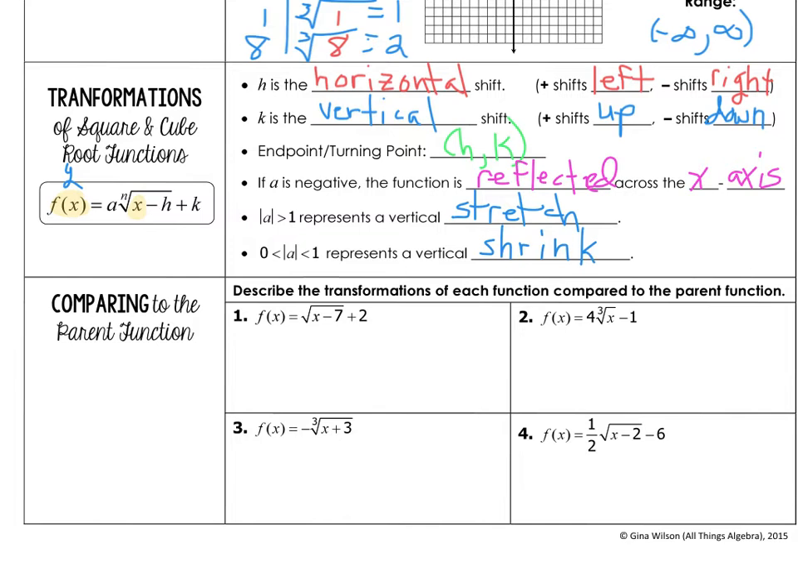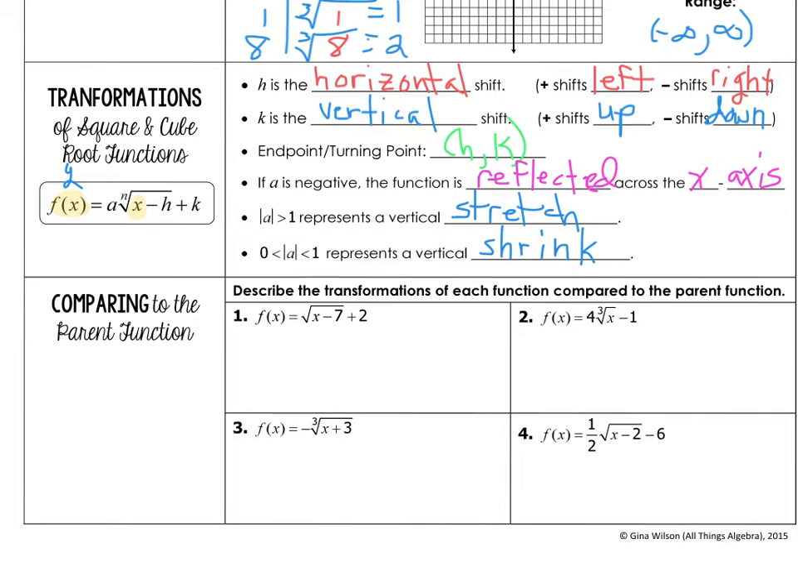That means the graph is going to be pushed down to the x-axis. So a vertical shrink is going to make something closer to the x-axis, and a vertical stretch is going to pull it closer to the y-axis. Okay.